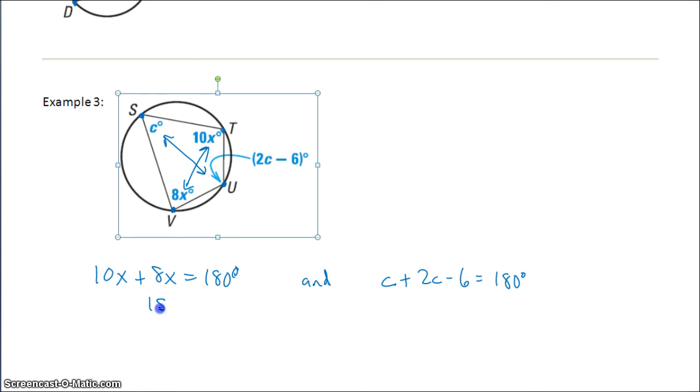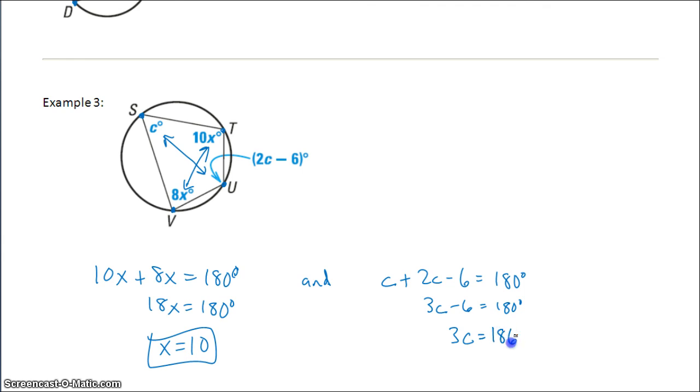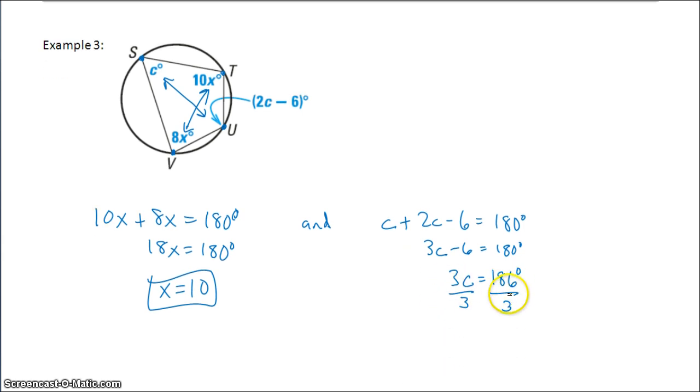Now I can solve for x. And I can solve for c. 186 divided by 3 is 62.